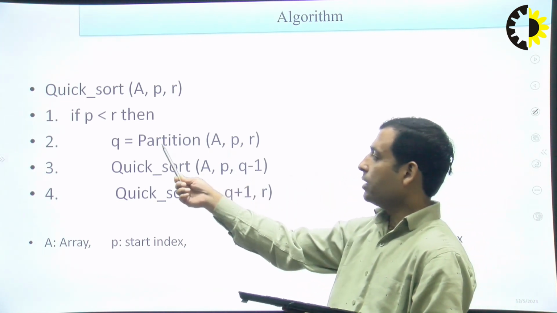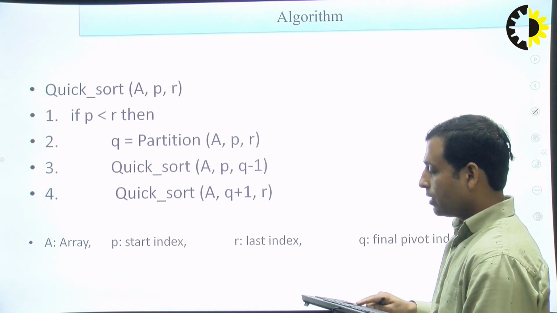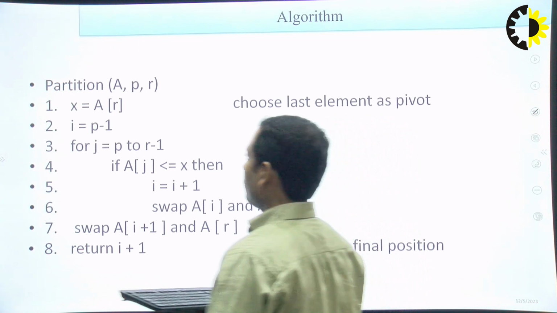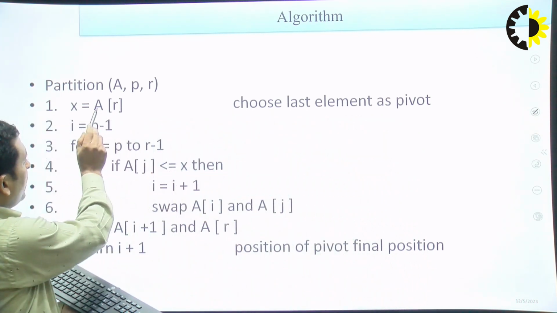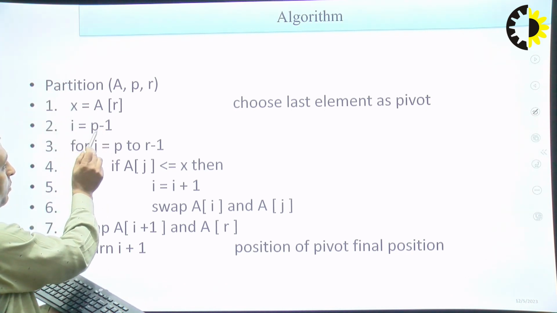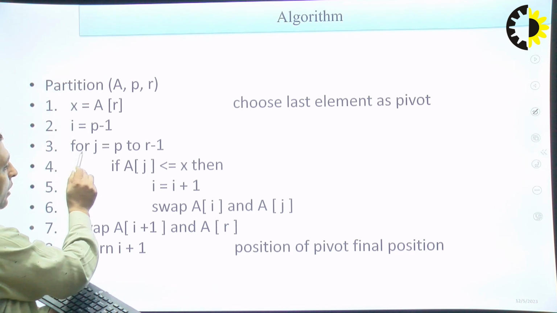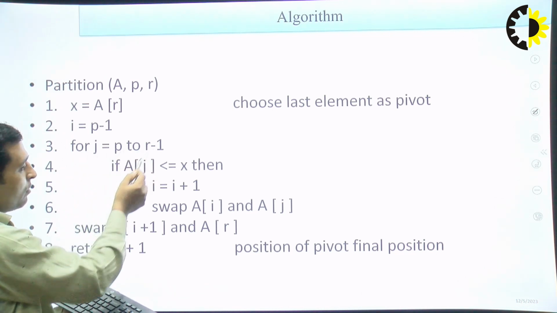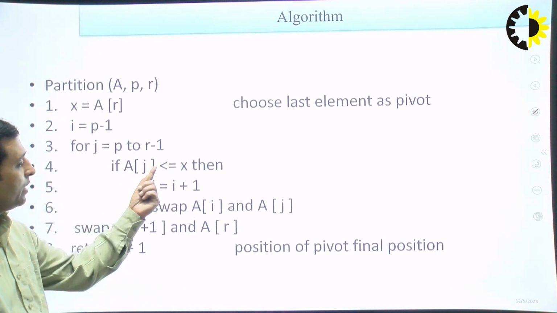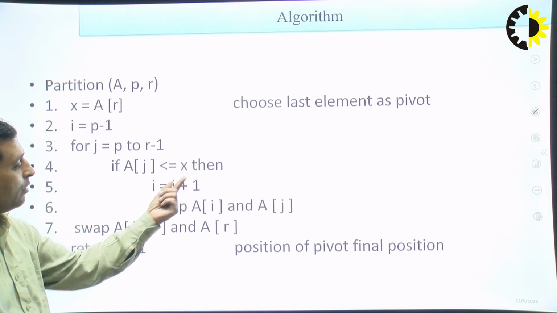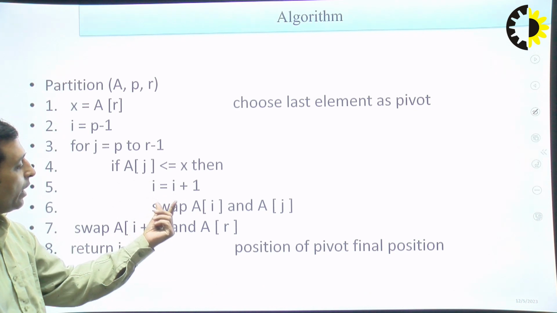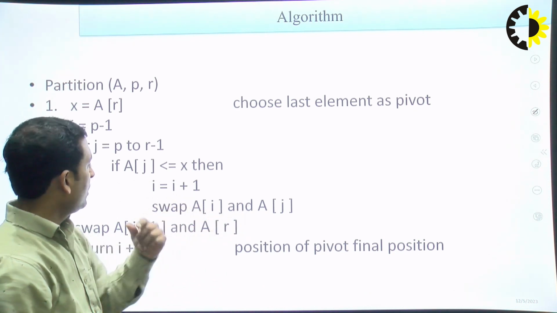Now the main portion is partition. We have already seen it, and here, with the help of steps, what to do? Just choose the last element. We put the last element, indicated by R, into X, and I is P minus 1, the start position minus 1, and loop J from P to R minus 1. When the element indicated by A[J] is less than or equal to X, then increment I, meaning I equals I plus 1, and swap the elements at the I and J locations.